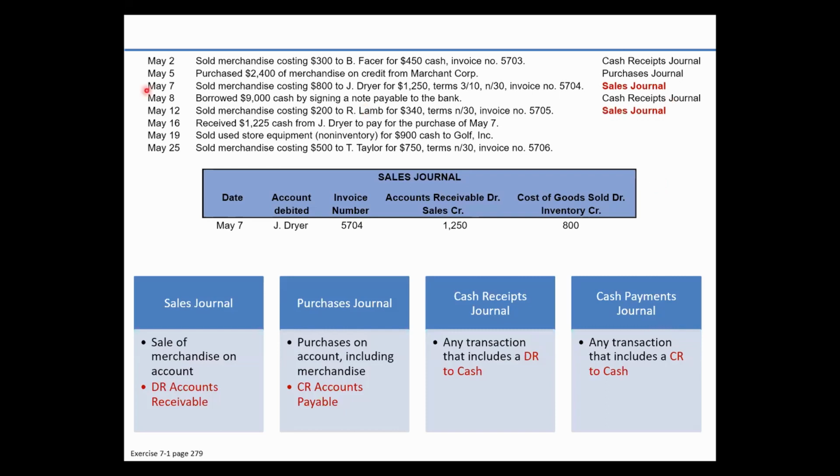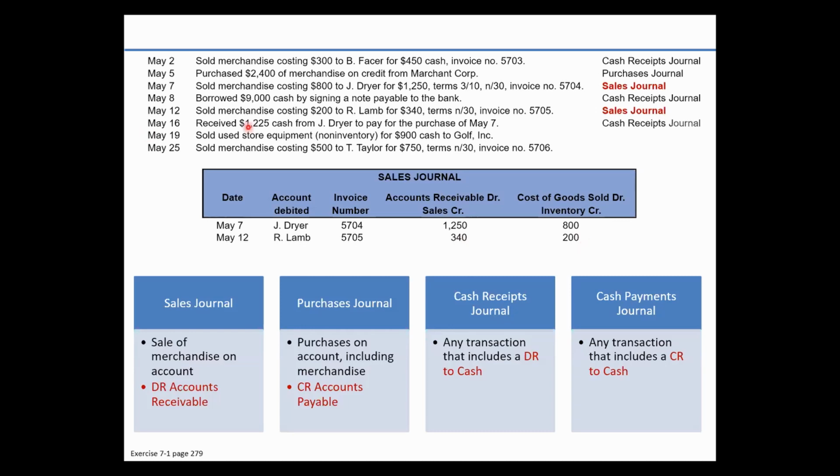And on May the 12th, we have another sale. We sold merchandise costing $200 to R. Lamb for $340, again in terms of net 30. So they have 30 days to pay, invoice 5705. So if we were to record that in our sales journal, May 12th, R. Lamb, the invoice number 5705. Again, accounts receivable debit, sales credit of $340, because that's what R. Lamb owes us, I should say. And then the inventory, the merchandise that we sold R. Lamb, it actually cost us $200. So we would record that. Let's look at another one.